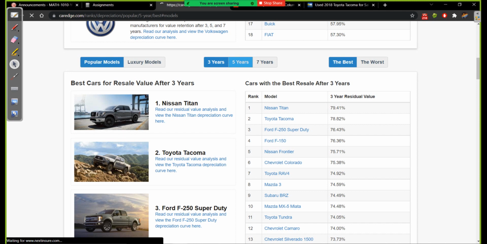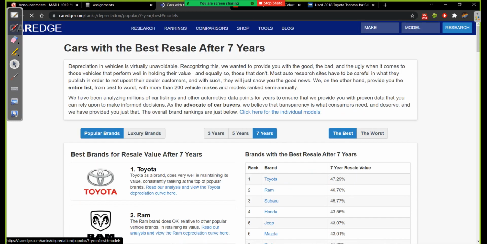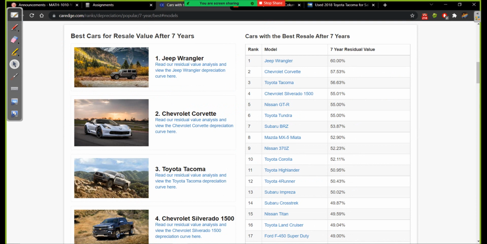All right, but now let's look at the 5-year. The 5-year, the Toyota Tacoma resells so much higher than every other single vehicle. And then of course over the 7-year, that's when we start seeing the Jeep Wrangler, the Chevy Corvette, and Toyota Tacoma still in the top 3 for holding value.